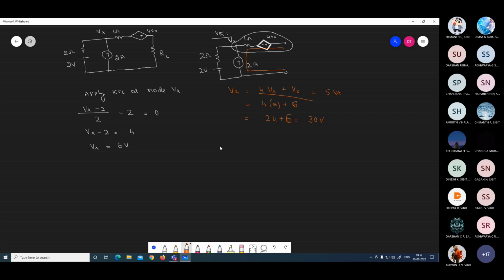Next, calculation of a short circuit current. You have to find out a short circuit current to find a Thevenin resistance. Short circuit current means short the load terminal. This is your short the load terminal here. This is our 2 ohm and this is a 2 volt, 2 amps, and this is 1 ohm. This is minus plus, and this is our 4 Vx, and we have shorted this terminal. We take this as a short circuit current, and here you can take this as a Vx, right?